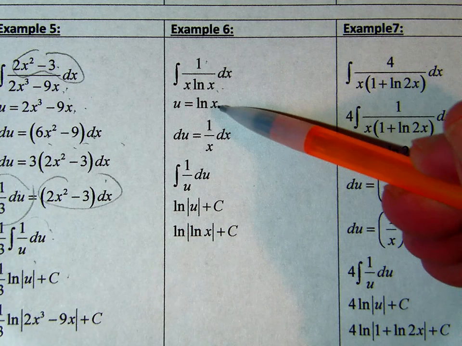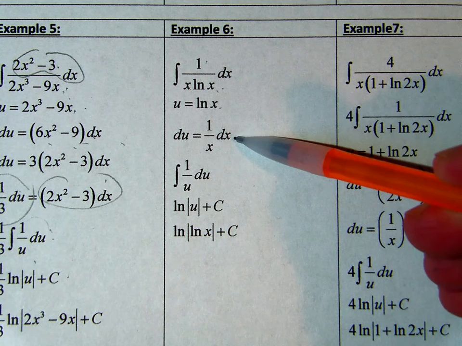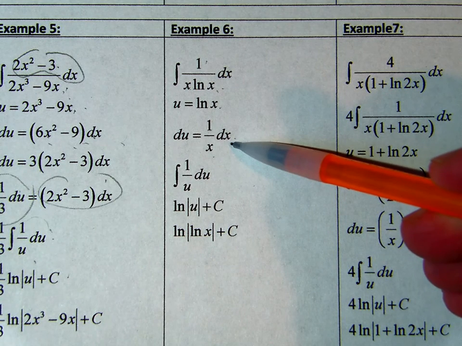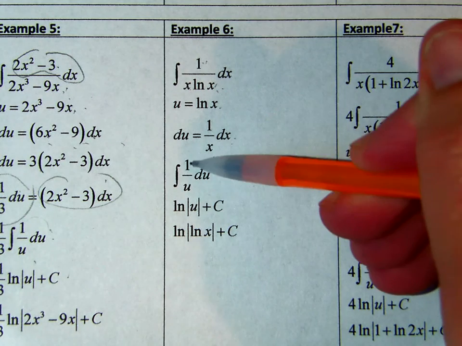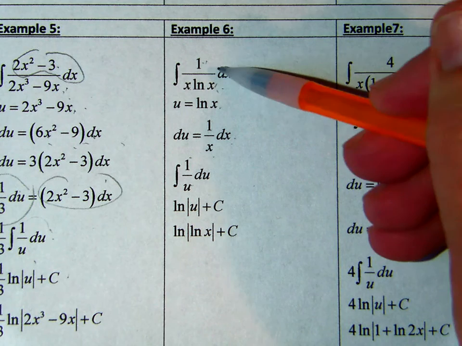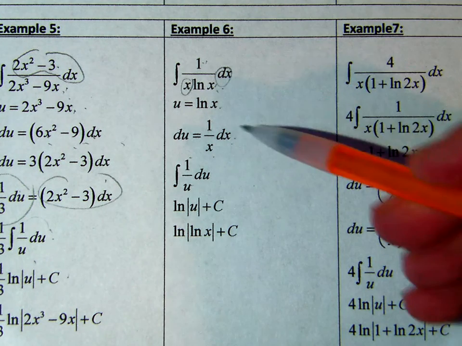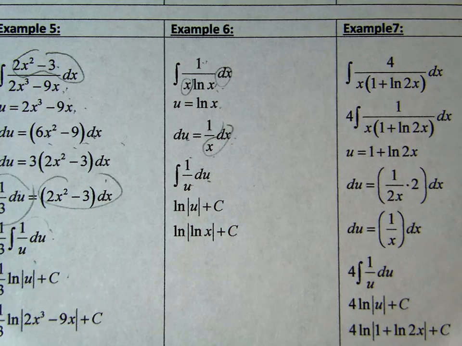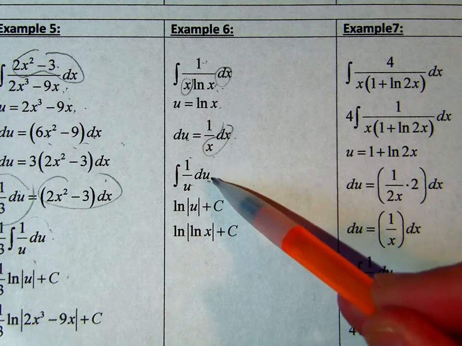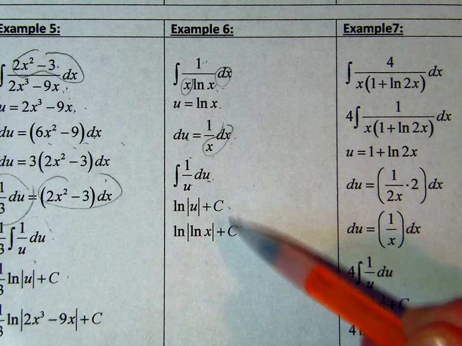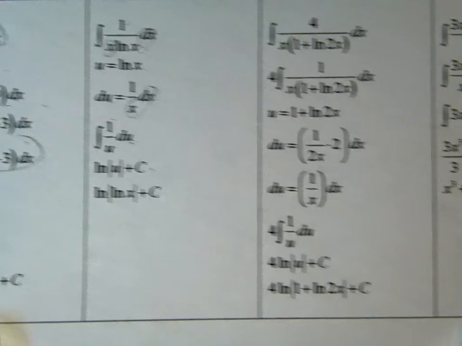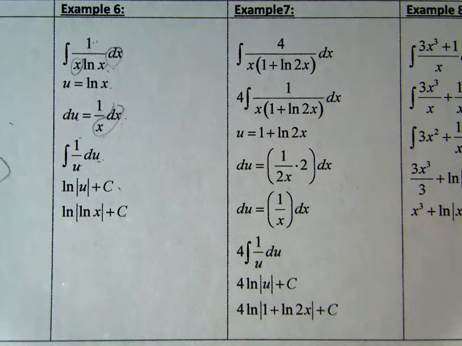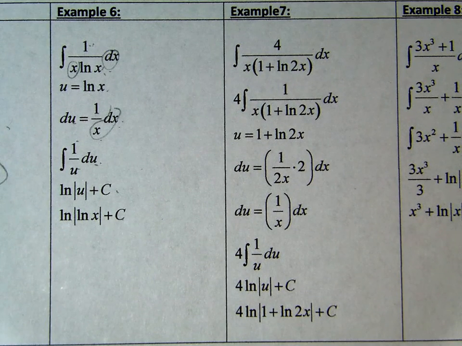So if we let u be ln of x, du is 1 over x dx. So when we do our substitution, 1 over ln of x is going to be 1 over u. And then that 1 over x dx gets replaced with du. So that gives us this guy to integrate, and then from there we substitute back in and we get our final answer. Alright, 7 is a slightly bigger version of 6.